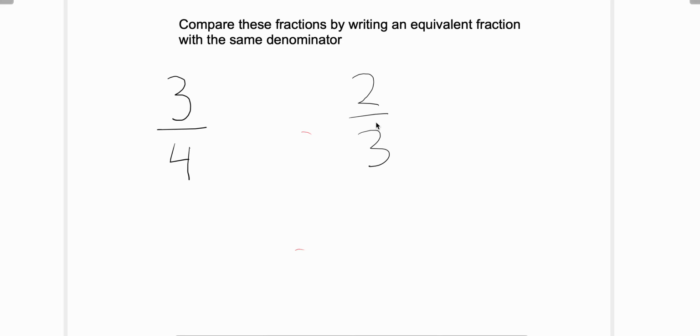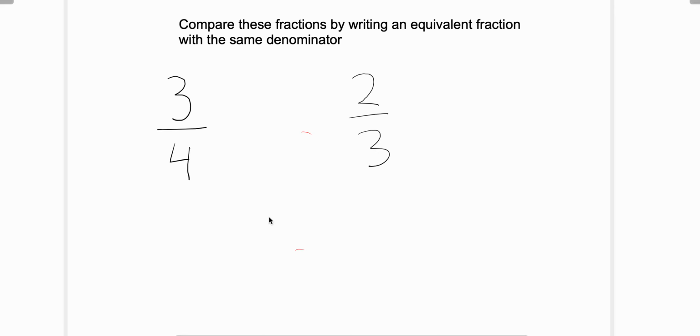Well, I noticed that I'm comparing fourths to thirds, and this comparison is not fair because this is a whole that was cut up into 4 parts, and 3 out of the 4 were selected. And this is a whole that was cut up into 3 parts, and 2 out of the 3 were selected. Which is the greater fraction? And so to make that a fair comparison, we need to cut the whole into the same amount. In other words, we need to have the same denominator. And how do we do that?